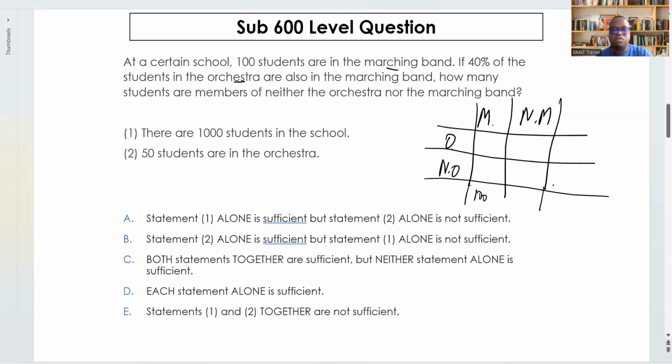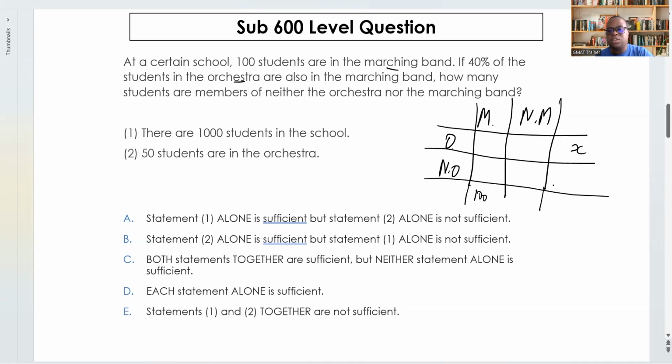And then we're being told that 40% of the students in the orchestra are also in the marching band. So you have the orchestra, which is this row right here. Let's say the orchestra students are X because you don't know them. So 40% of students in the orchestra are also in the marching band.